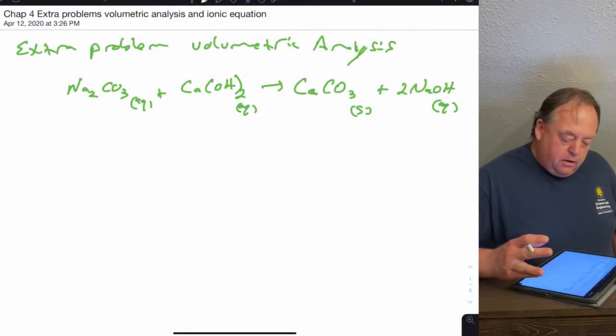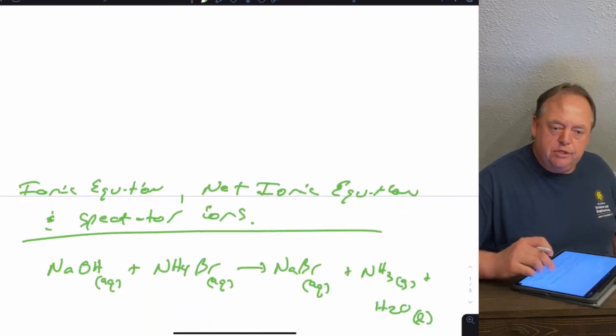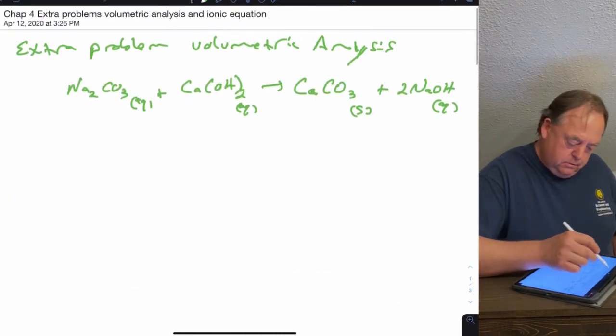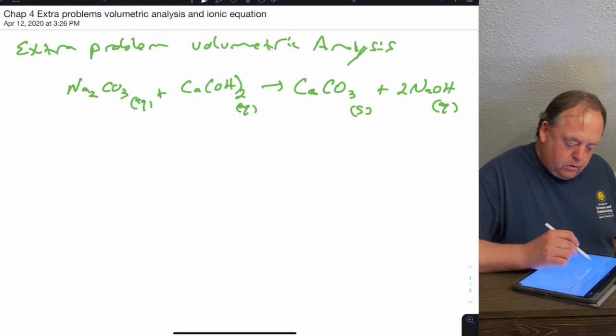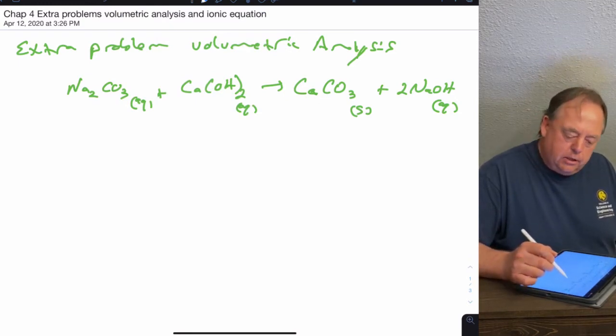This will just be a couple of extra problems, one over volumetric analysis and one over how to write ionic equations, net ionic equations, and identify spectator ions. Okay, so if we take this problem, sodium carbonate plus calcium hydroxide to make calcium carbonate and sodium hydroxide.